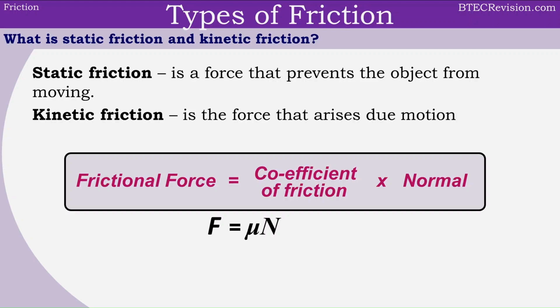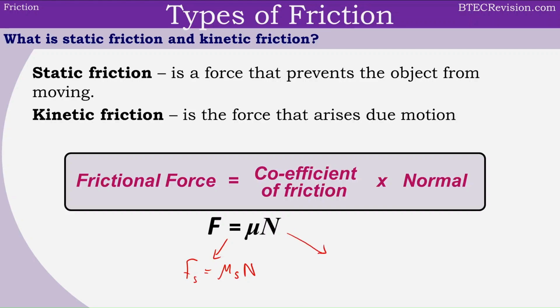Something to note here is that the coefficient of friction could be due to static friction or kinetic friction. The short form for this equation is F, which stands for frictional force, equals mu, which is coefficient of friction, multiplied by the normal N. And there would be two versions of this equation, one for static friction, which we can write as F_S is equal to mu_S multiplied by N. And this is for static friction.